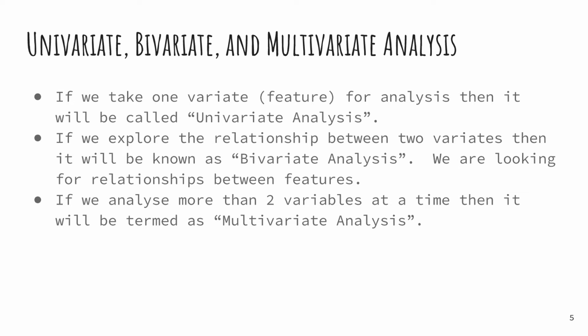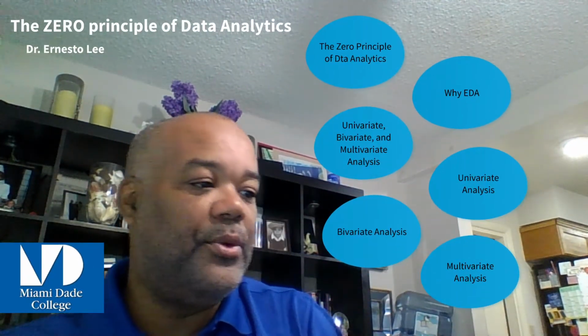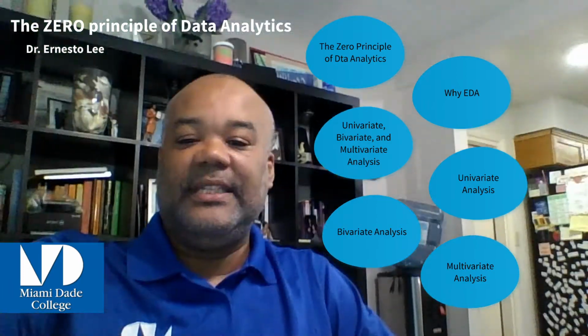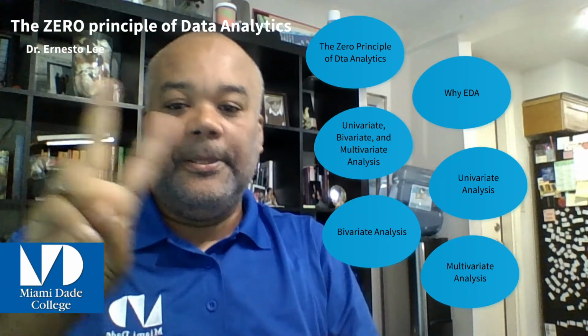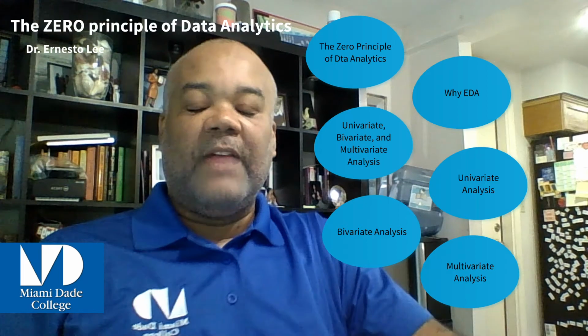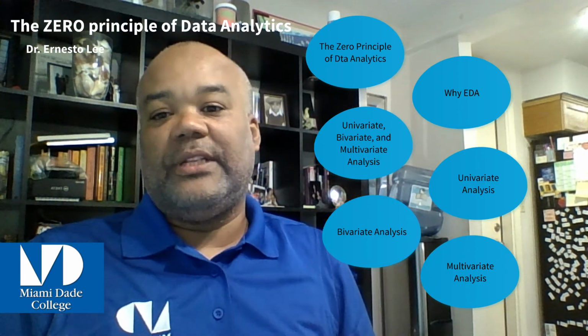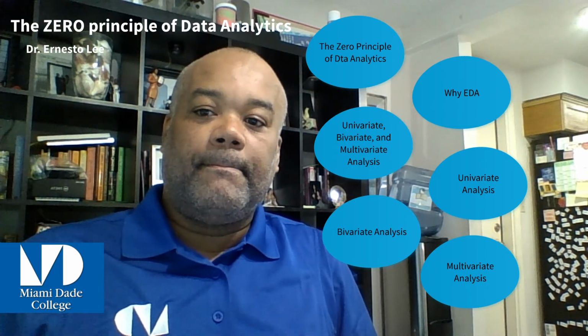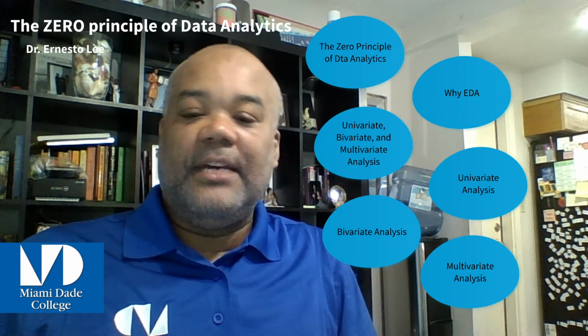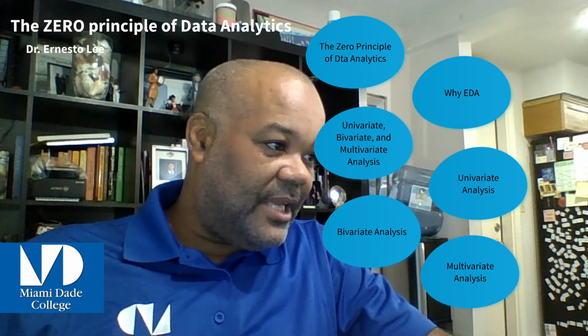When I say a bivariate analysis, that's going to be a little bit different. What I'm talking about with a bivariate analysis is trying to see if there's a pattern between two features. If I can identify a pattern between two features, then I've just discovered an insight into the data. That is really the main idea with a bivariate analysis.